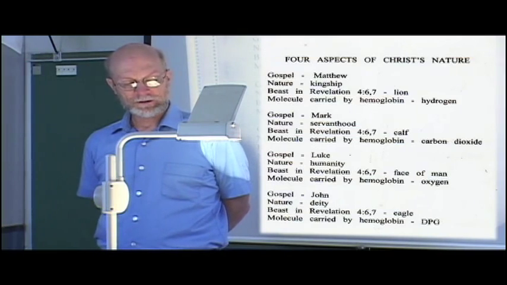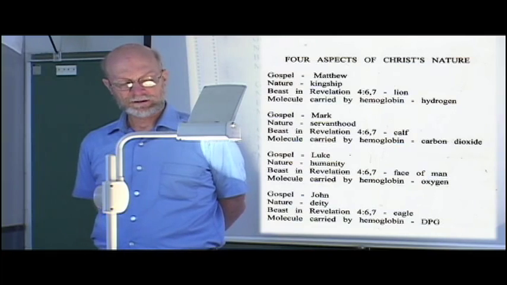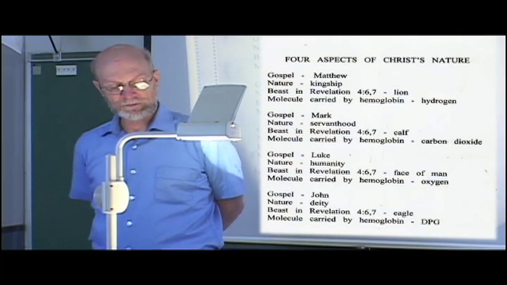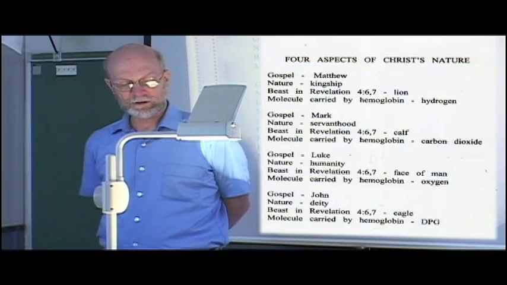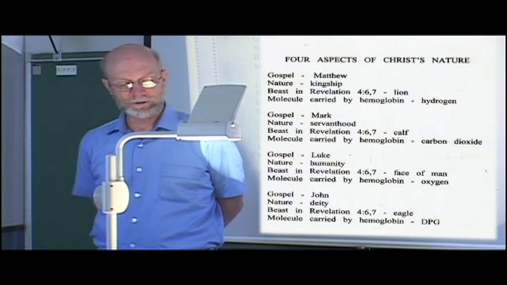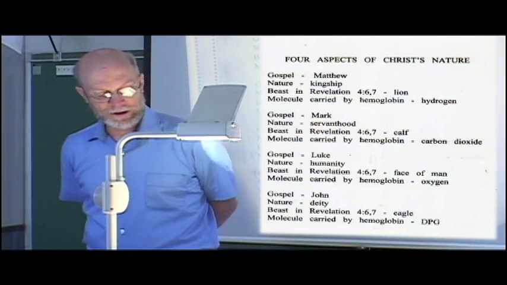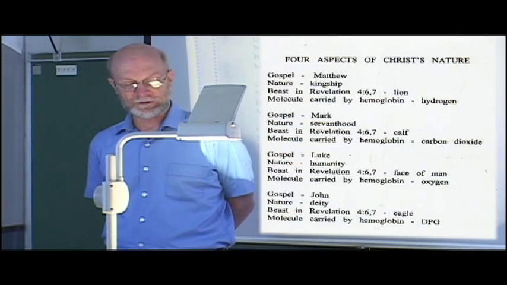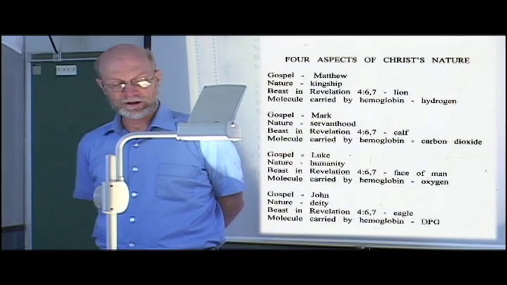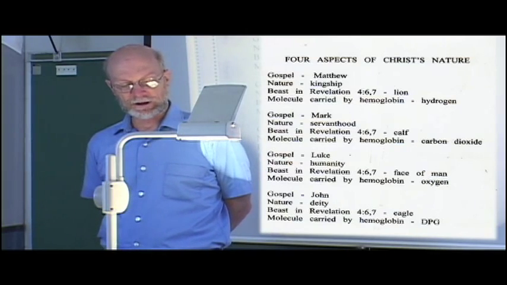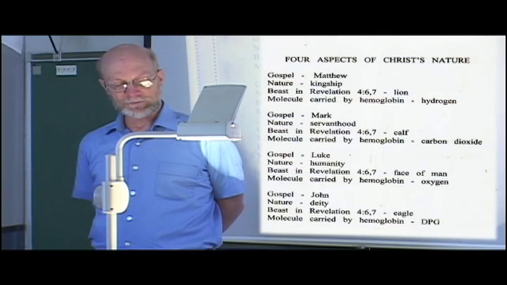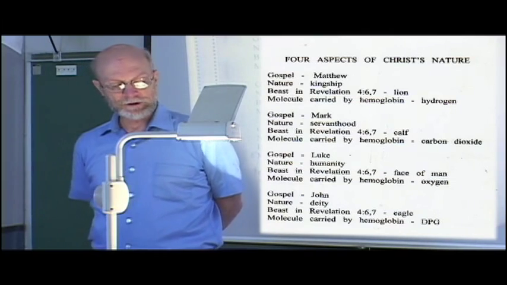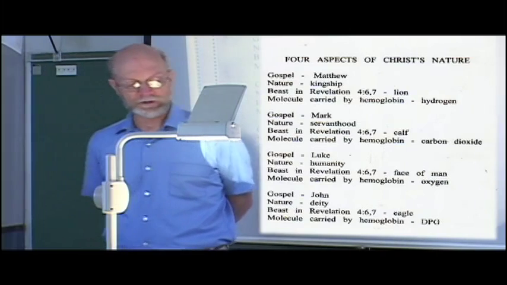Second gospel, Mark, Jesus is called the Son of Man, and he came to be a servant. And the beast in Revelation, calf, cows, cattle, they serve us. They pull our plows, they give us food to eat. A molecule carried by hemoglobin, which might correspond to this, would be carbon dioxide. It serves us. It goes out from us. We exhale it, and yet the carbon dioxide provides the carbon for plants to take in photosynthesis to make food for us.